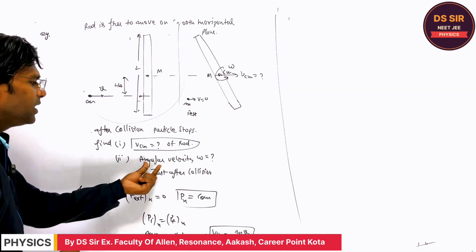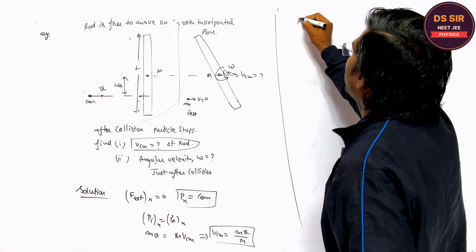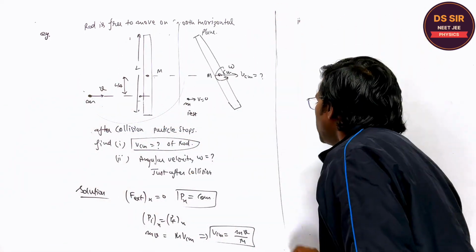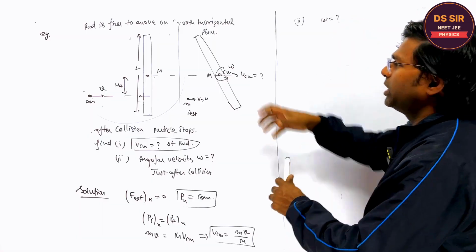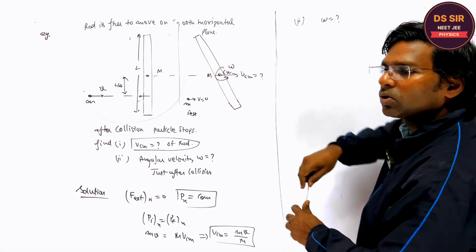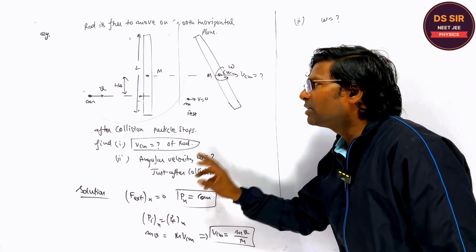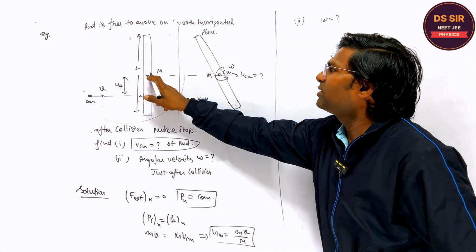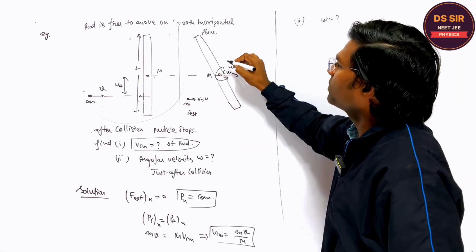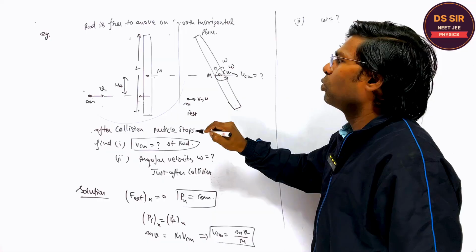Also in the second part, they are asking the angular velocity omega. To find the angular velocity omega, what you have to do? It starts rotating like this. What is the angular velocity omega? How to find? Applying the conservation of angular momentum, right? Apply the conservation of angular momentum about this. For example, it starts rotating with omega about this point O.